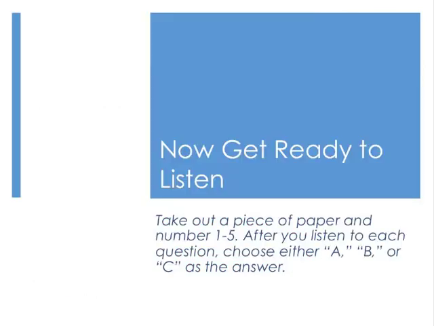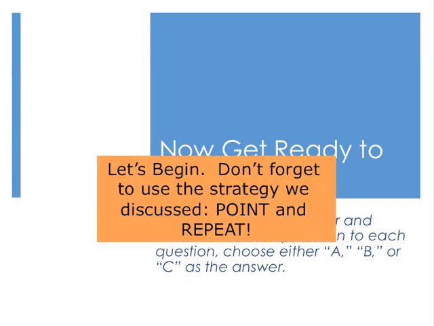Well, now we're going to get ready to listen to the 5 choices. What I would like for you to do now is to take out a piece of paper and number 1 to 5. After you listen to each question, choose either A, B, or C as the answer. Okay, let's begin. And don't forget to use the strategy we discussed, point and repeat.